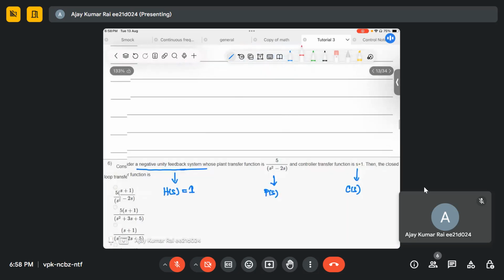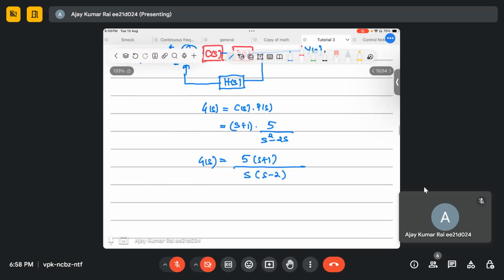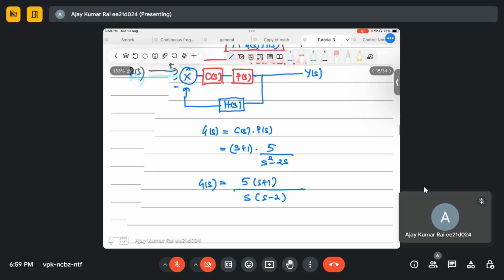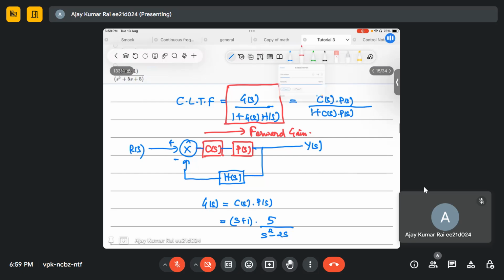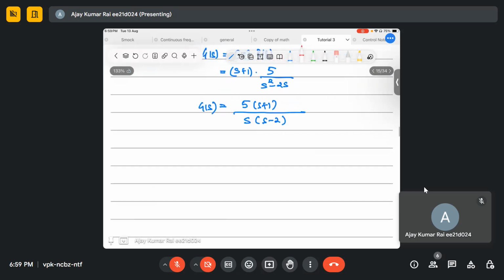Okay, let me first do this question. After that I will show you. So this is G(s), and you have to put this in this. Let me call this equation 1. Equation 2: we'll put G(s) in equation 2, which will be the closed loop transfer function.